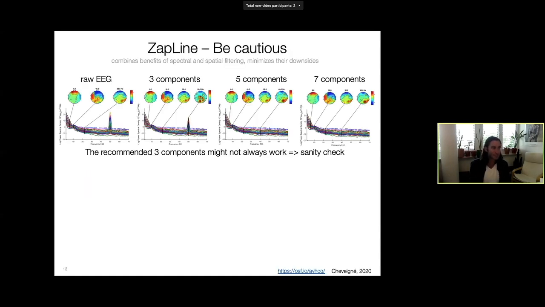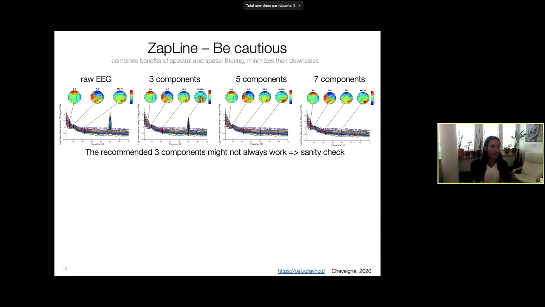So just to say a word regarding Zapline, I heard really good things about Zapline as it combines the benefits of spectral and spatial filtering. However, Anna suggests that oftentimes three components might work to remove all the power line noise. She used the Bukman and Hansen data set and removed the line noise with three components. However, there was still some residual power line noise. But if I used 5 components and 7 components, it looked quite good. And this was also our experience for our data.